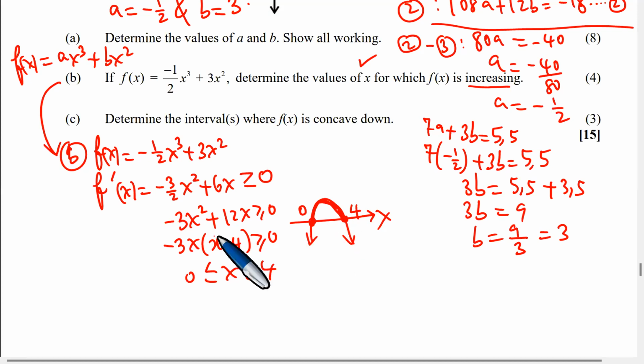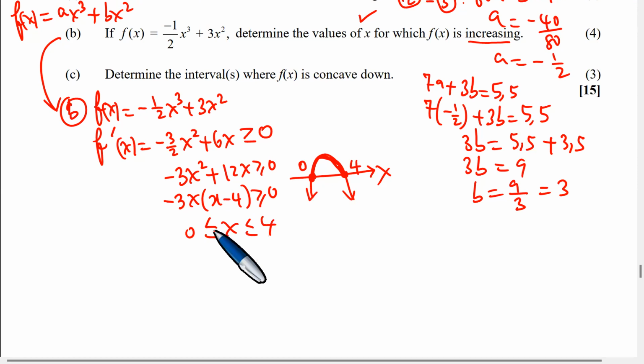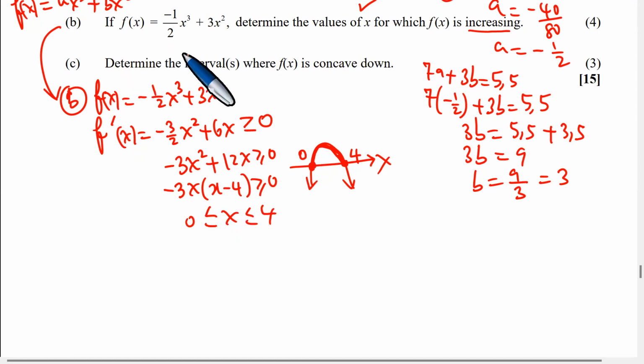Okay, right. Next we try part C of the question. Determine the intervals where f is concave down. Okay, let's look at the concavity of the function. How do we deal with the concavity of the function?